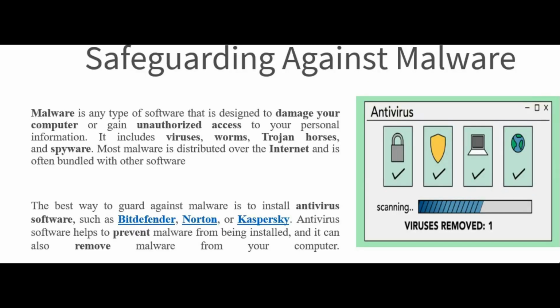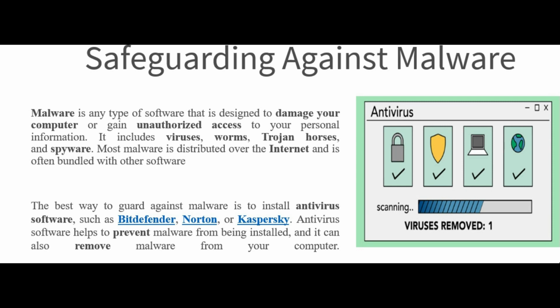Safeguarding against malware. Now, malware is any type of software that is designed to damage your computer or gain unauthorized access to your personal information. You have to note the highlighted words or the keywords in this definition. The first thing is to damage your computer, and the second one is to gain unauthorized access. Now, you have to try as much as you can to prevent this, because their interest is to damage it or to gain unauthorized access. And to do what after gaining unauthorized access? It is to steal your information.